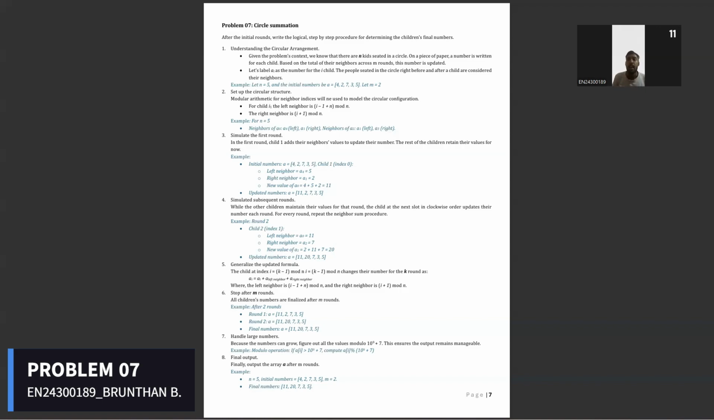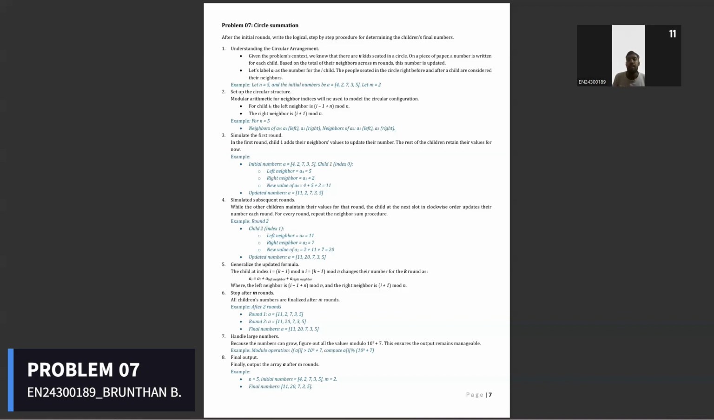Left neighbor is (i minus 1 plus n) mod n. Right neighbor is (i plus 1) mod n. Second, round updates. Round 1 updates child 0. Example: A is 4, 2, 7, 3, 5. A0 is 4 plus 5 plus 2, which is equal to 11. A is now 11, 2, 7, 3, 5.